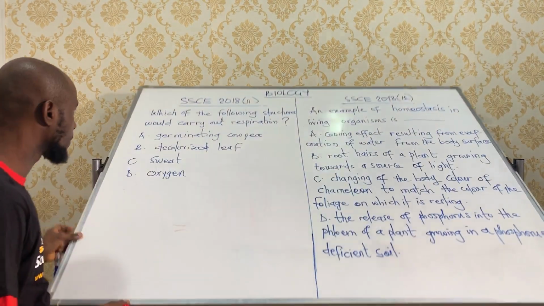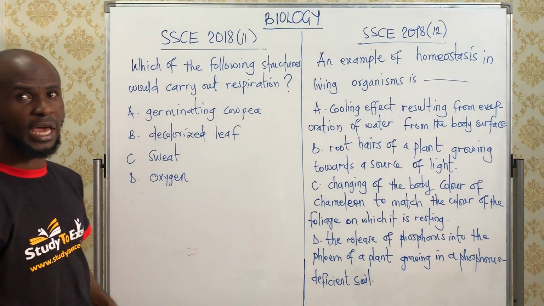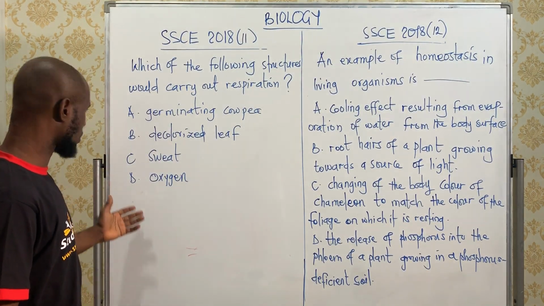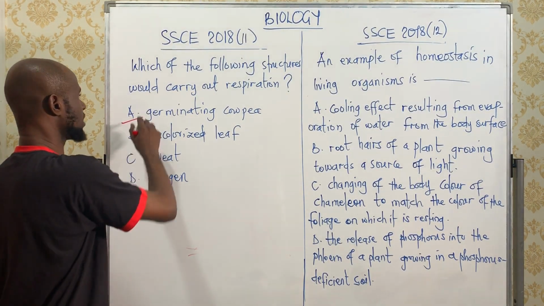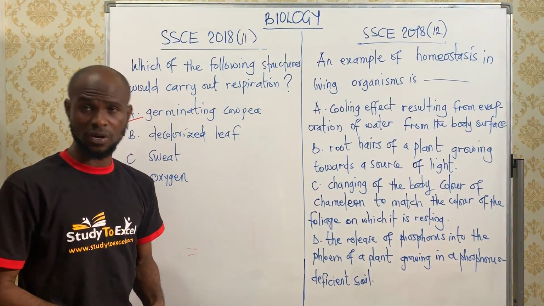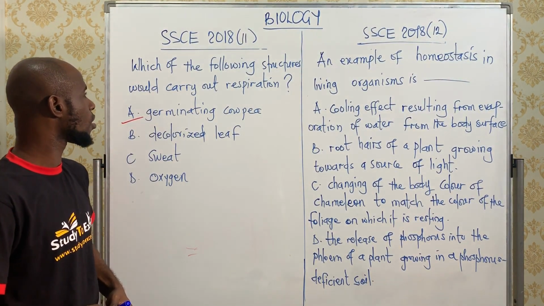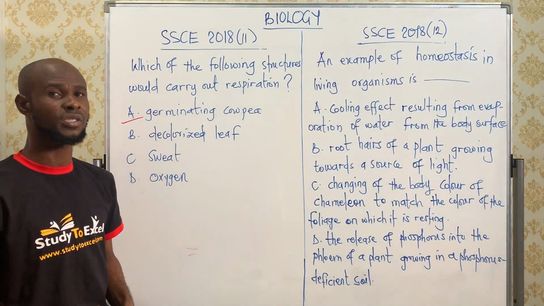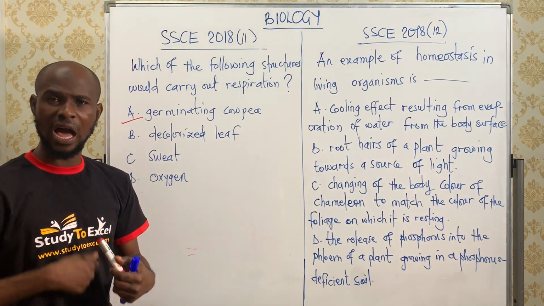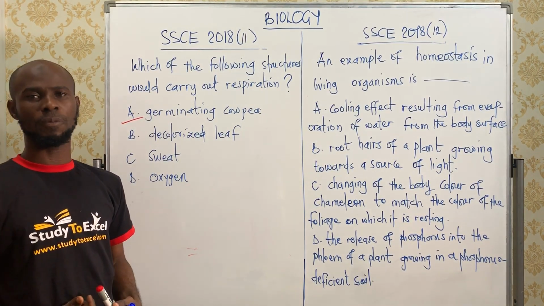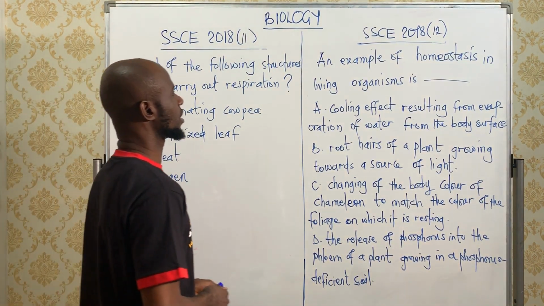That's number 11. Which of the following structures would carry out respiration? A. Germinating cowpea, decolorized leaf, sweat, and oxygen. The answer is germinating cowpea. Germinating seeds have some characteristics that make them viable to carry out the process of respiration, because they are young, they are active and energized, they are not grown up yet, and they also require a lot of energy to actually grow. So let's go to the last question.